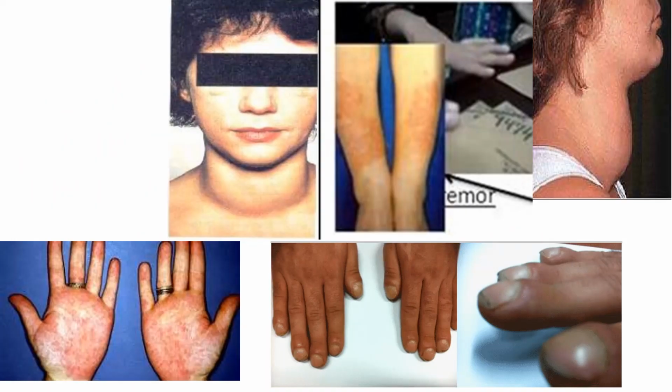Now, this is palmar erythema. There is a thyroid enlargement, that is goiter. This is pretibial myxedema and goiter, and also there is clubbing of the hands.